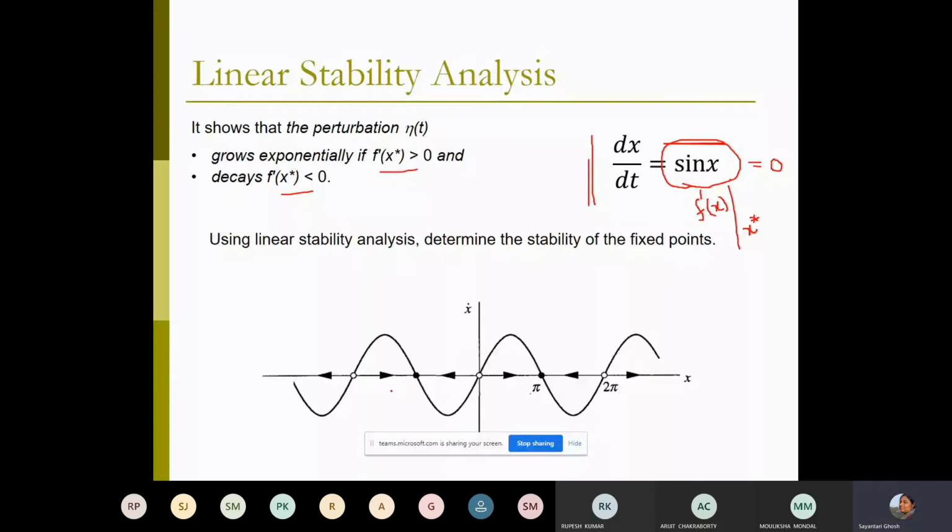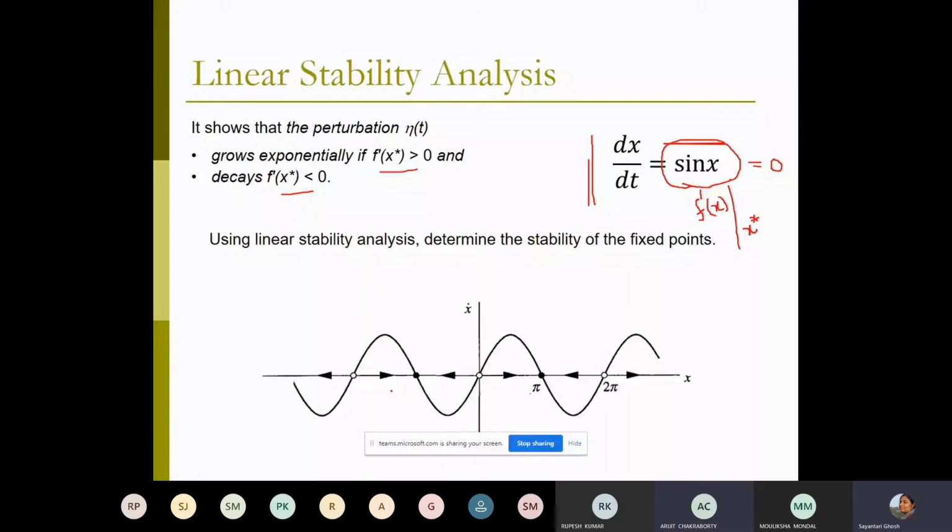So if I just equate sin x equal to 0, what will be my fixed points? X star? N pi, right? Okay, very good. Now my next job is to figure out what is f prime x. So what is the derivative of sin x? Cos x, right?